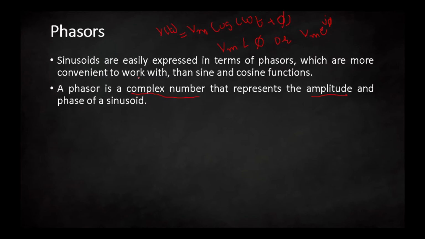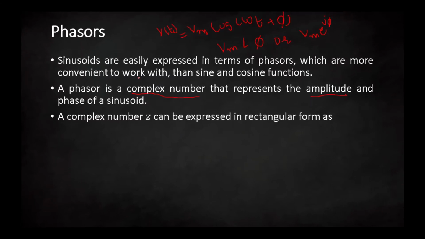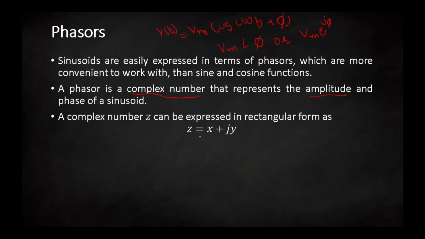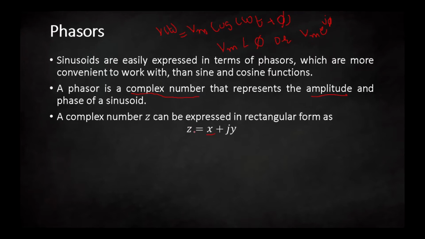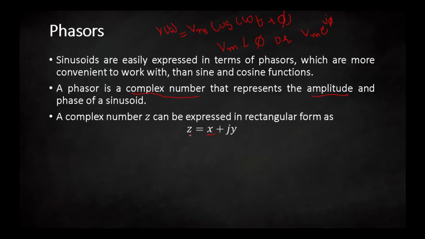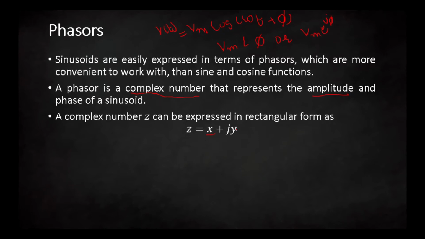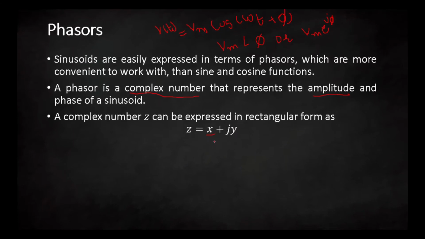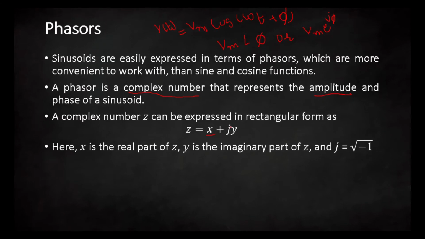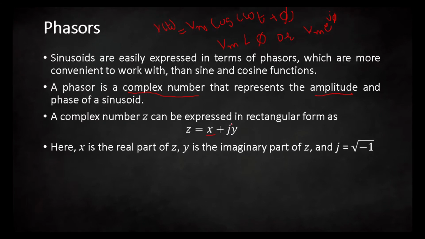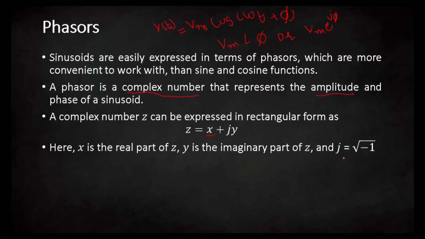rectangular form. Okay, now let us consider a complex number z, and that can be expressed in rectangular form as z is equal to x plus jy. Here x is the real part of z, which is a complex number. Okay, so x is the real part of z and y is the imaginary part of z. Here another term is j, and the value of this operator j is the square root of -1.